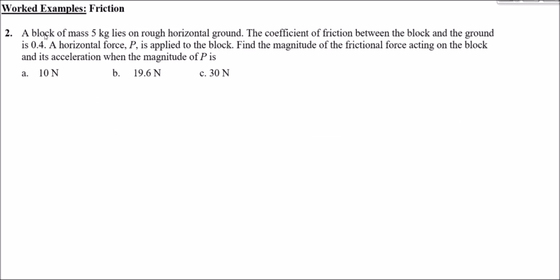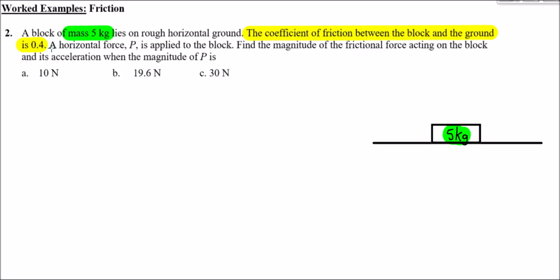So we have a block of mass 5 kilograms, and again it's on rough horizontal ground. So let's sketch in the horizontal ground of the block. Here's one I did earlier. And we're told it's 5 kilograms, so I'm going to label that on as well. And we're also told about this coefficient of friction. So the coefficient of friction between the block and the ground is 0.4. So we'll return to this in a moment.